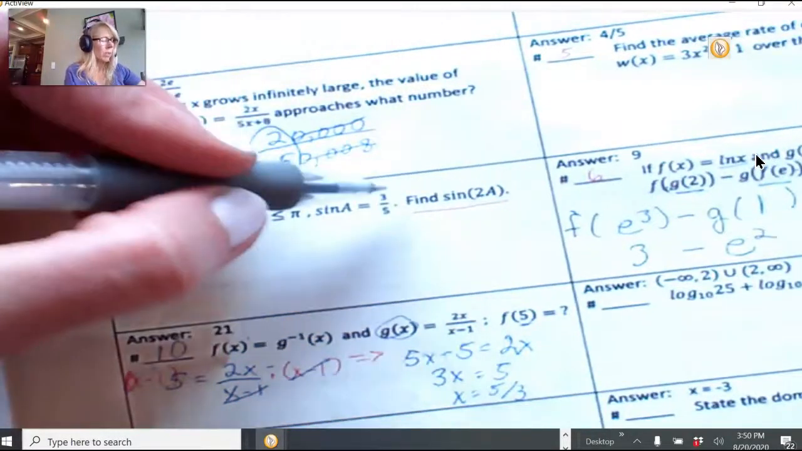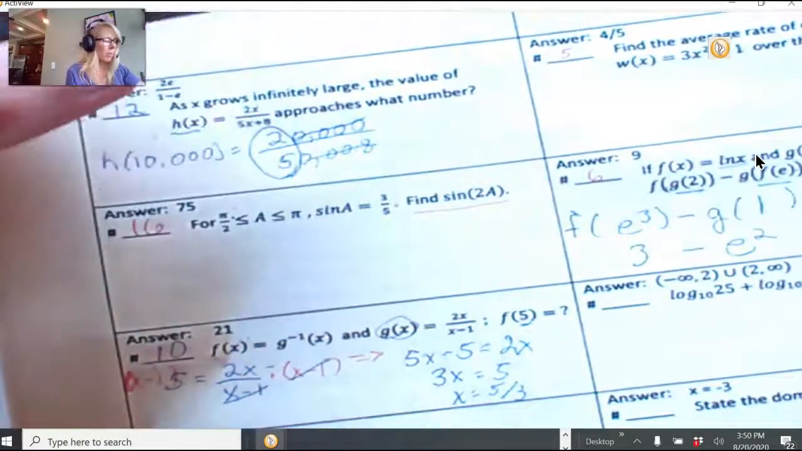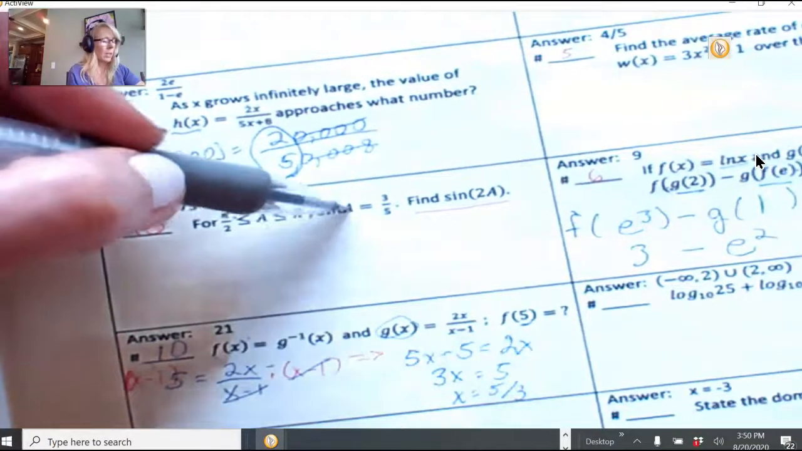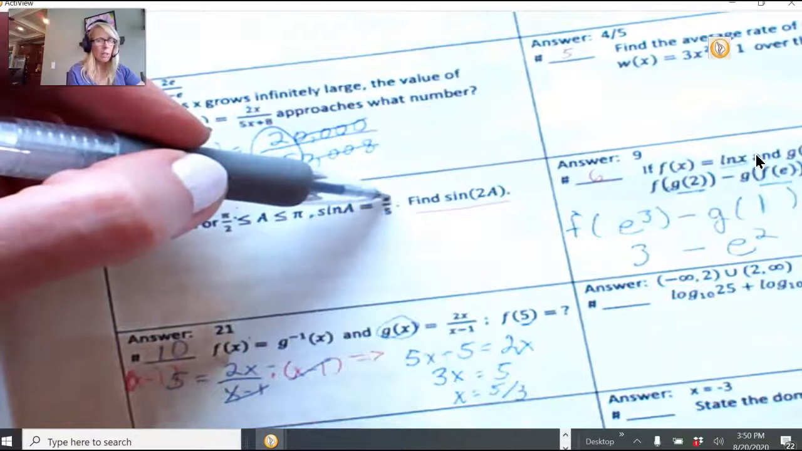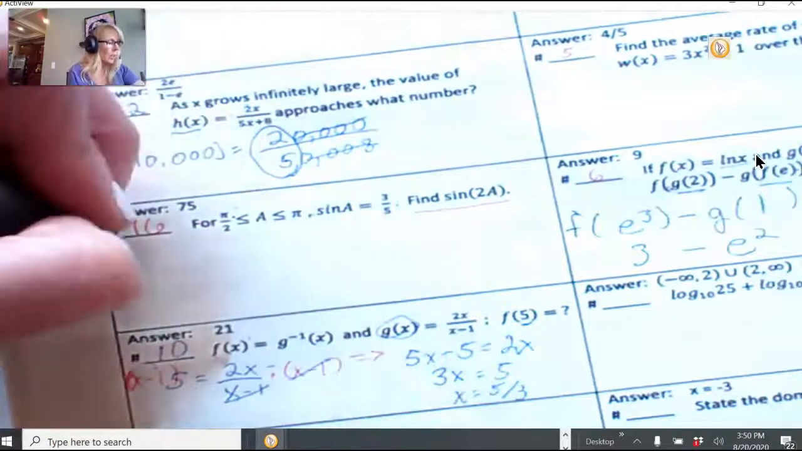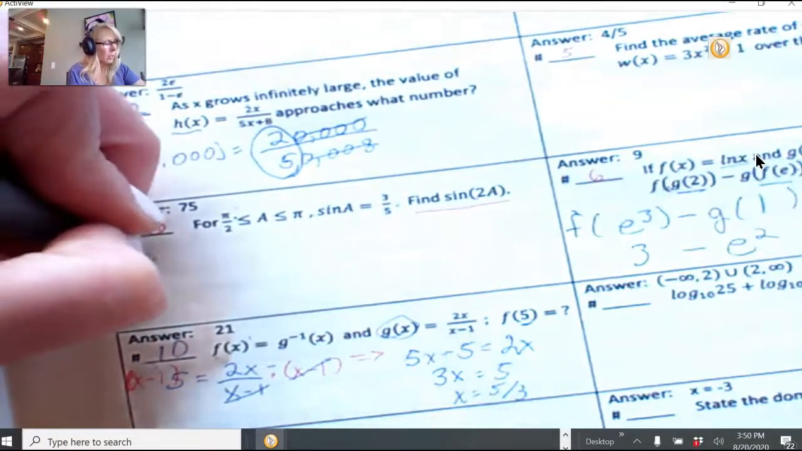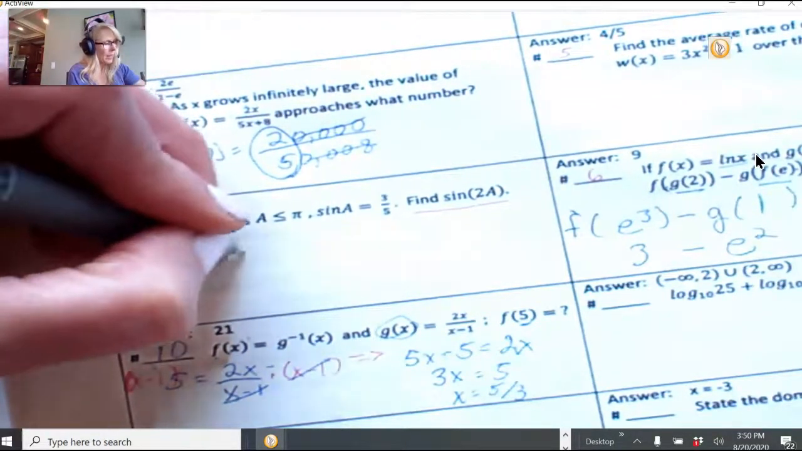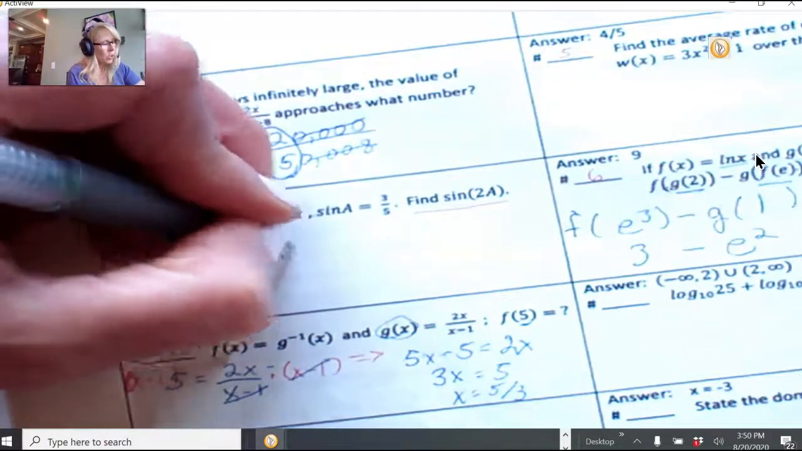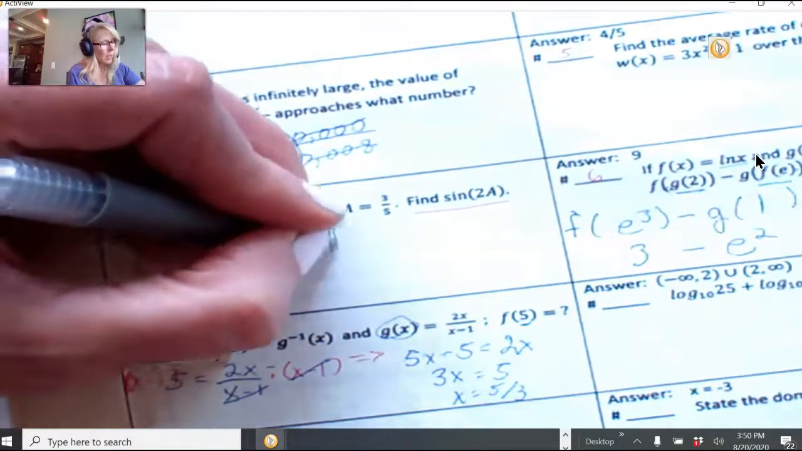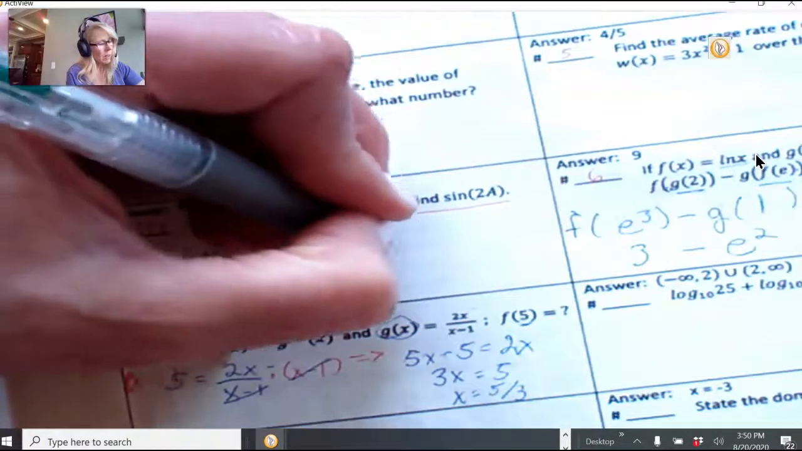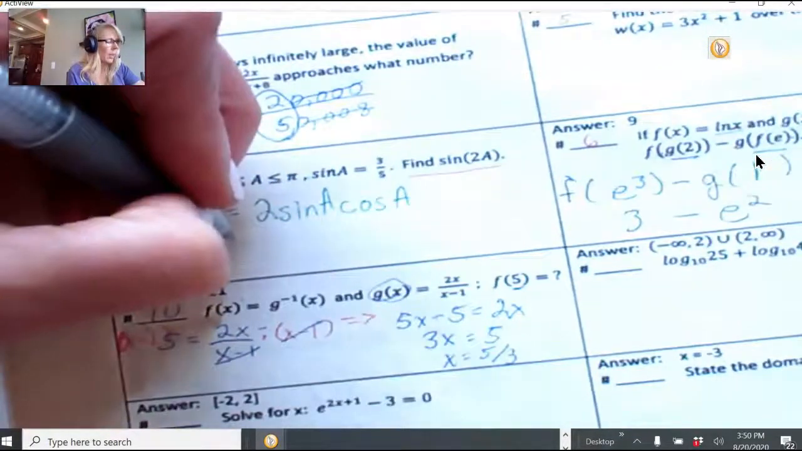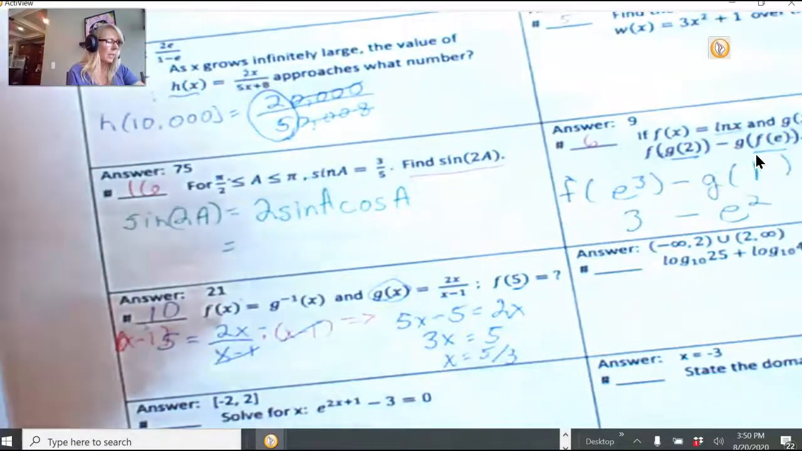All right, so find sine of 2A. Well, I don't know what A is. I know that sine of A is equal to 3 over 5. So what I could do is remember that lovely trig identity that sine of 2A is equal to 2 sine of A cosine of A. It's a nice one to remember. And then you can simply plug in what A is.